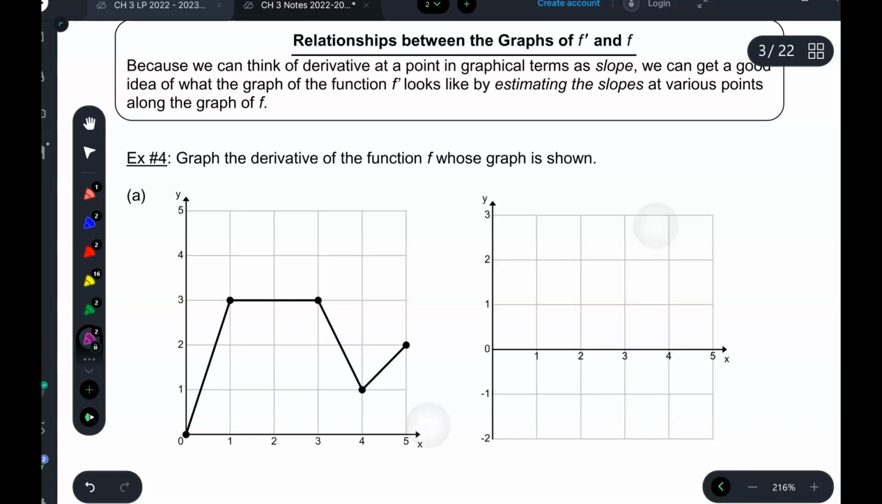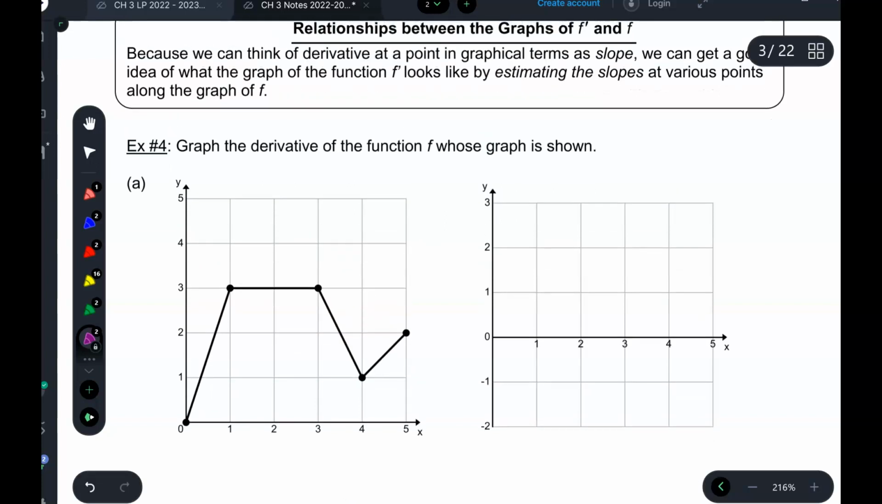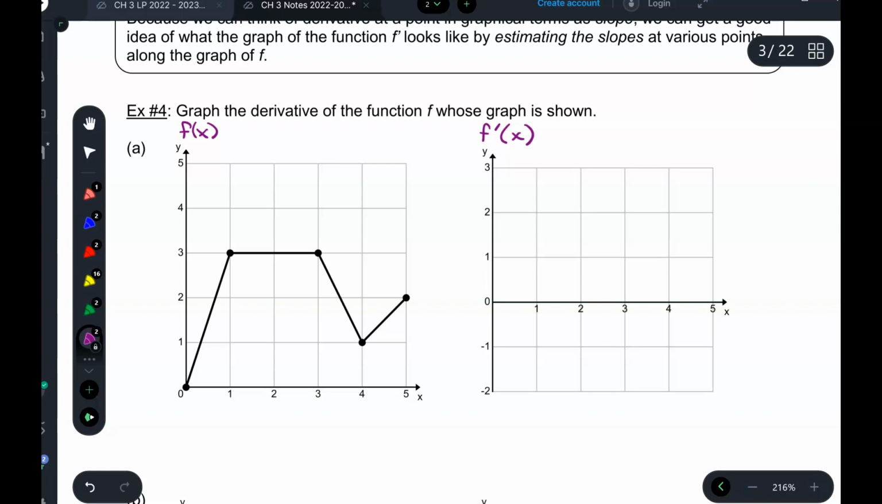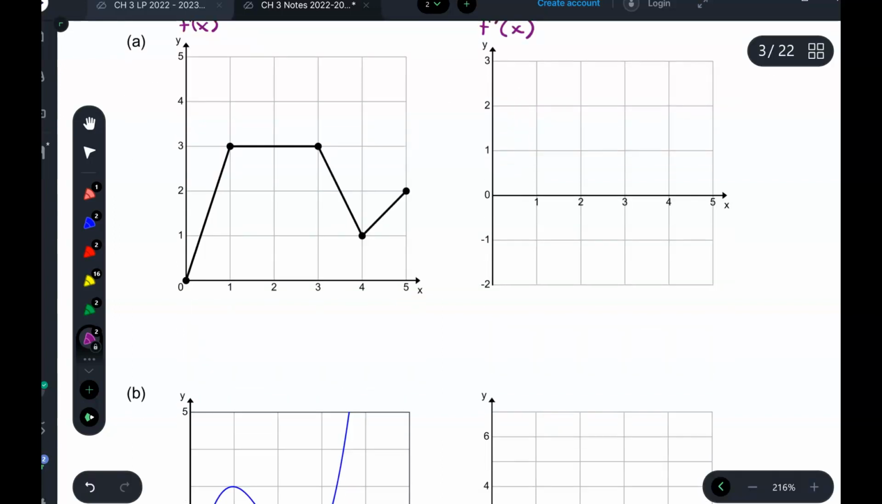Okay, let's look at the relationship between the graphs of f prime and f. What is f prime again? Derivative. And what's derivative? The slope of the tangent. Okay, here it says y, but let's label this. This is my original function, f of x. And let's graph f prime of x. Now, the x values stay exactly the same. So when I see my graph go from 0 to 5, that means I'm going to have a graph from 0 to 5 on here. It's the y values that are going to change. All right, well, let's take a look.